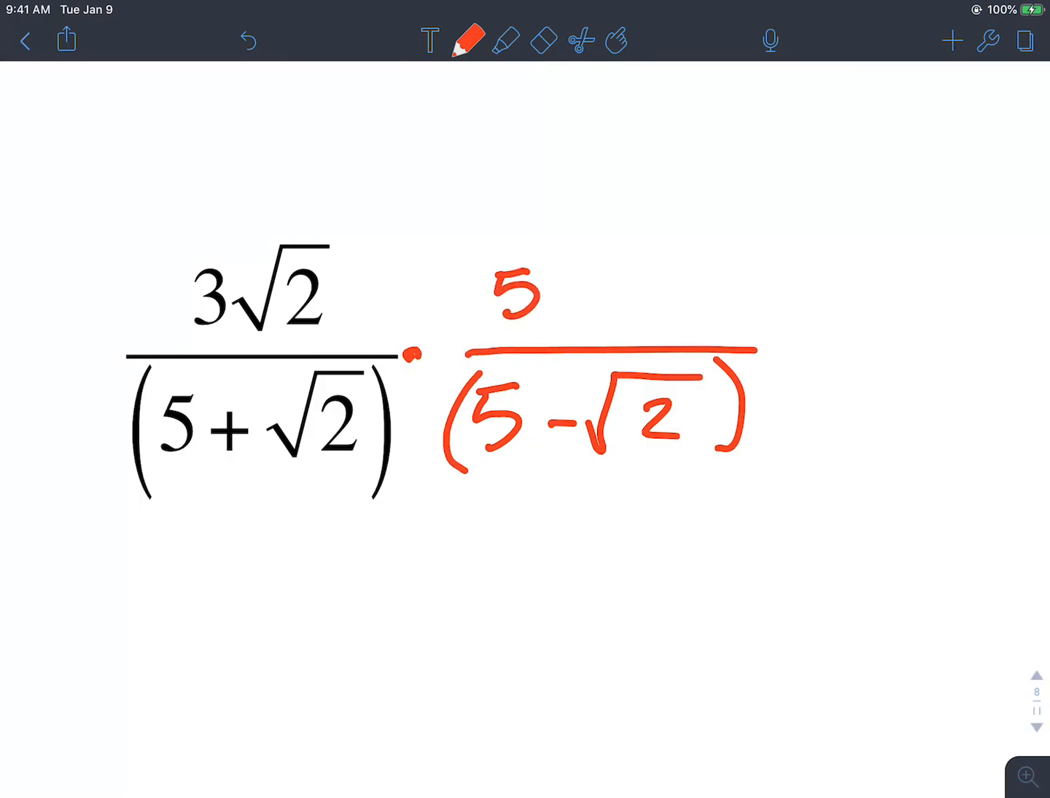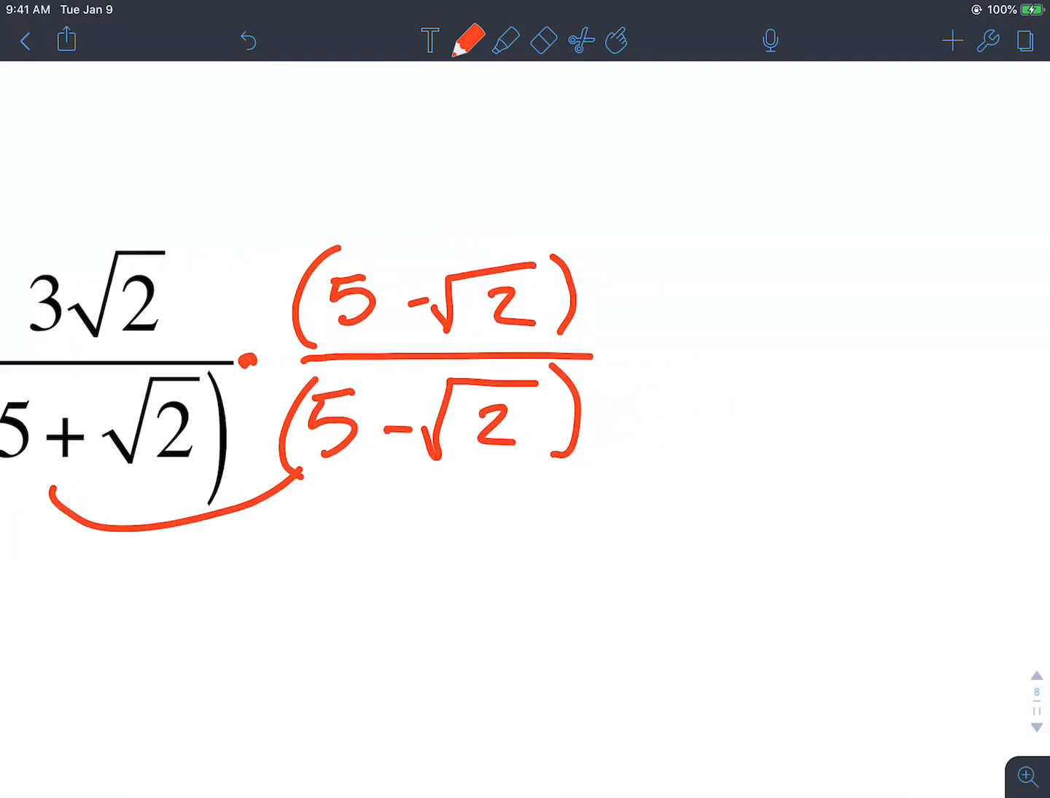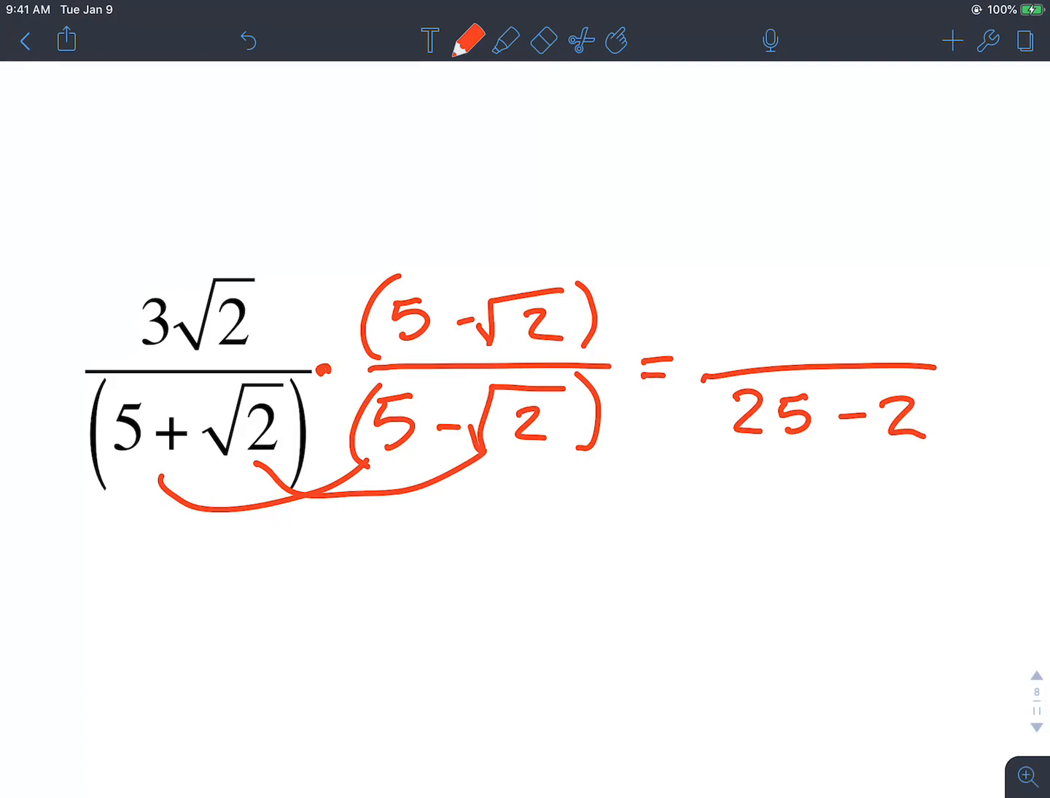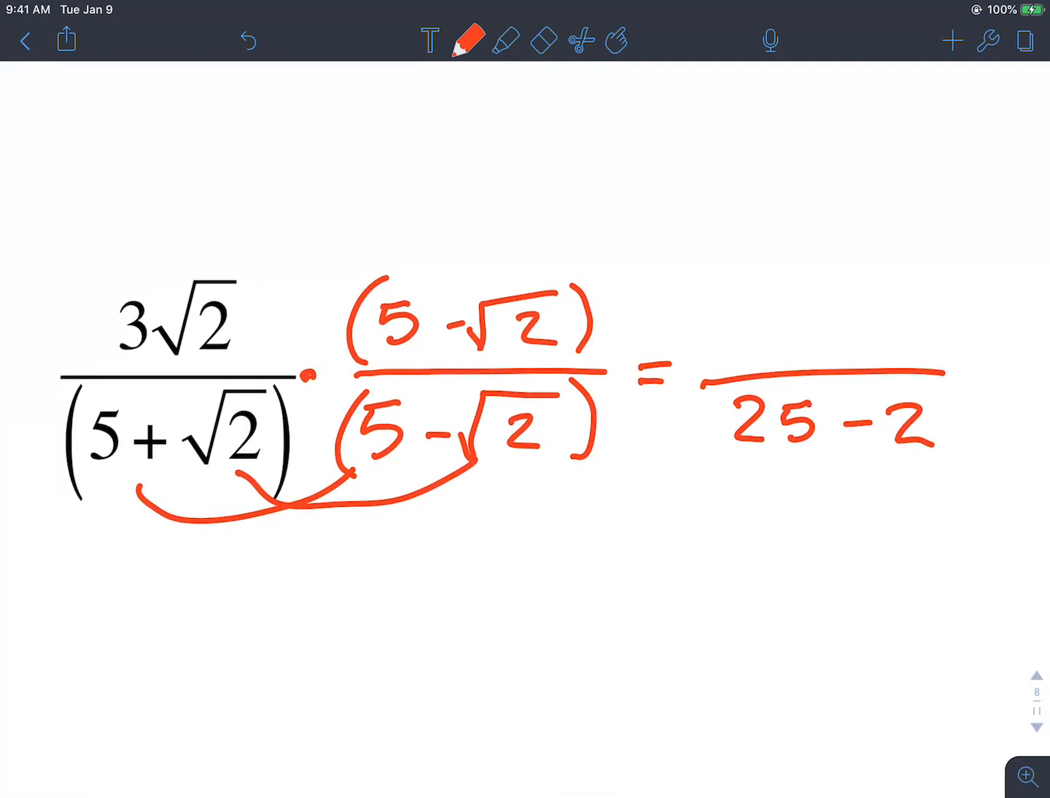And then all over 5 minus square root of 2. Okay, so multiply the top and bottom by the same thing, the conjugate there. I'm going to do the shortcut this time. So 5 times 5 is going to be 25. The square root of 2 times the square root of 2 is going to be negative square root of 4, which will be negative 2. So there you go, there's the shortcut there.